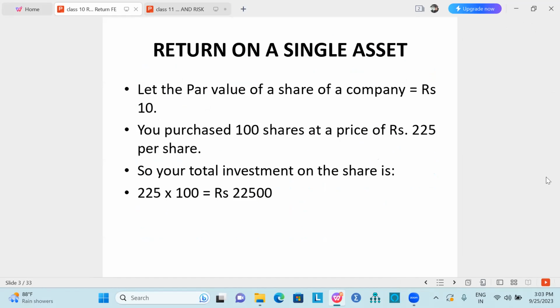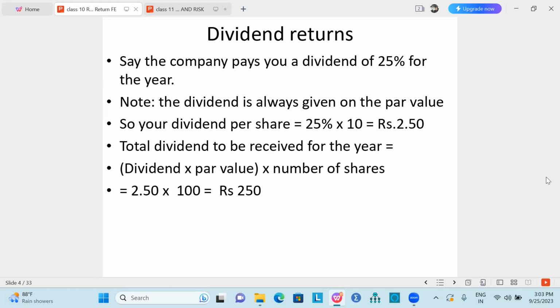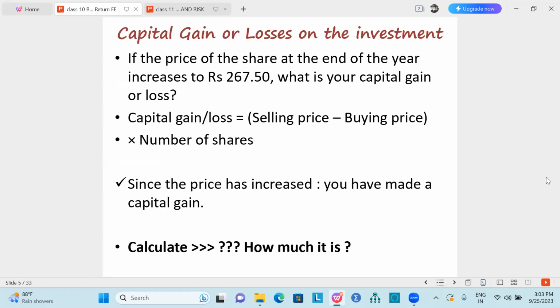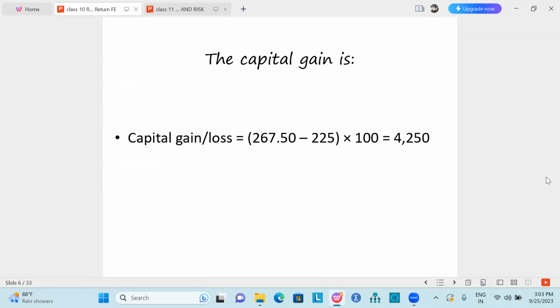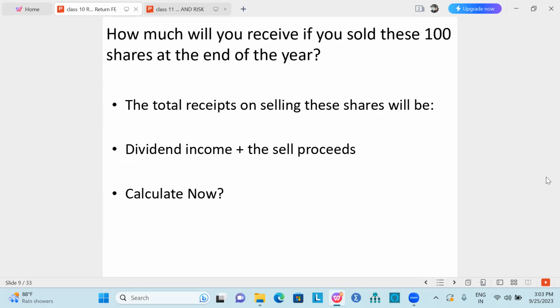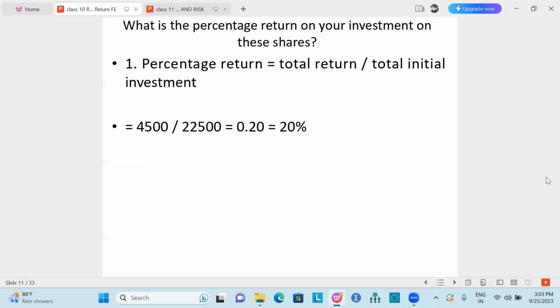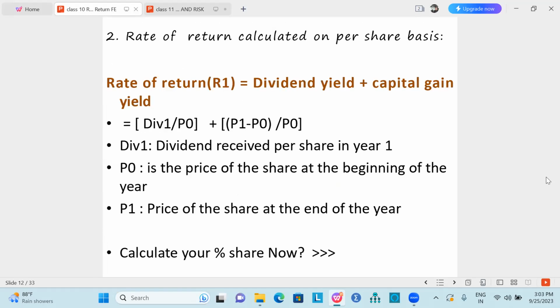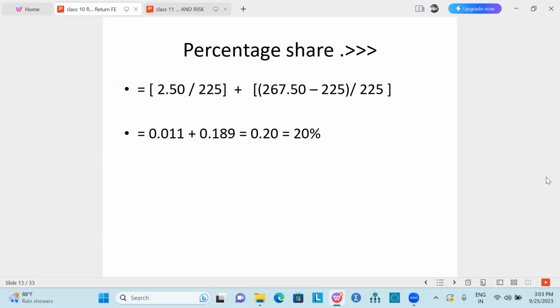Last class, we have calculated this return. Yes, ma'am. Okay. So all this we have done. Dividend calculation, then your capital gain and losses. Yes or no, Nikhil? Yes, ma'am. Okay. So we move on till here we have done. So I won't repeat this. So rate of return calculated on share basis, you know, it is the summation of your dividend yield and your capital gain yield.